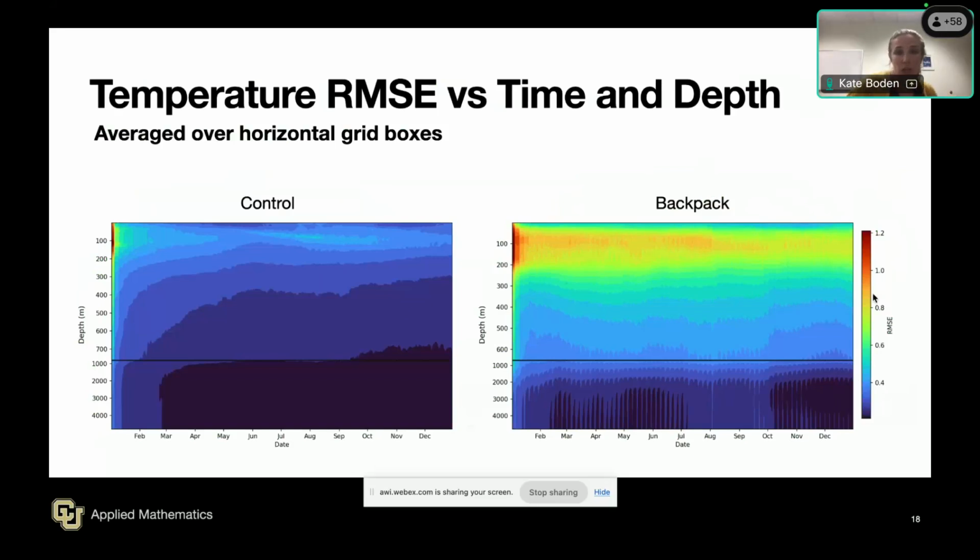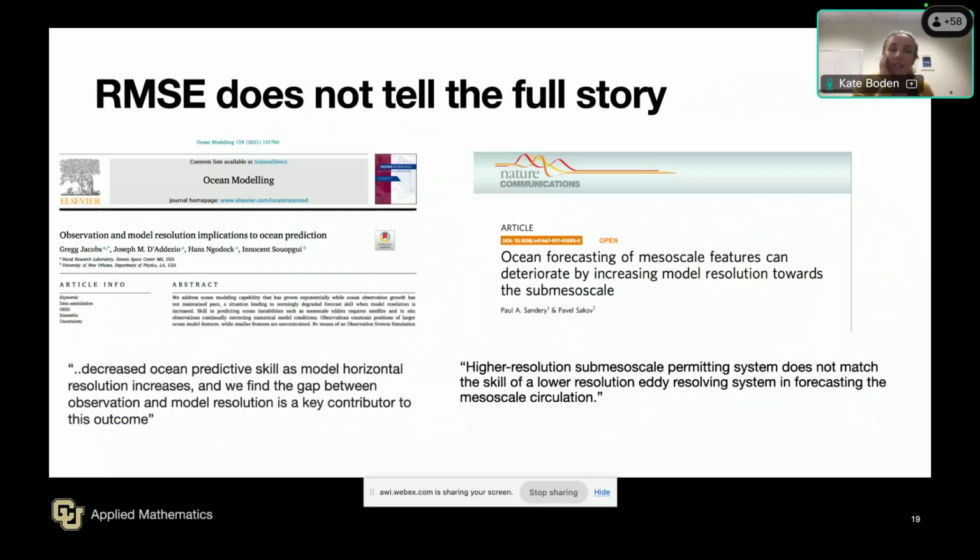To demonstrate that, we've been doing a literature review this week and looking at two different papers. Here, one where they start to reduce the scale of the model, and they find that they're getting worse predictive skill. And then in this paper, just a few years later, they start to say that the gap between observation resolution and model resolution is a key contributor to the lack of predictive skill in these high resolution models.